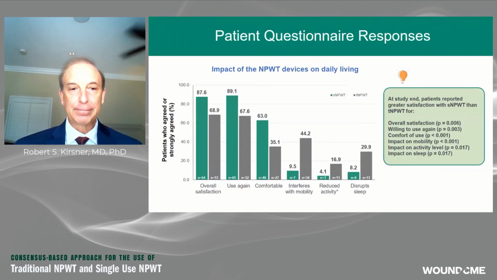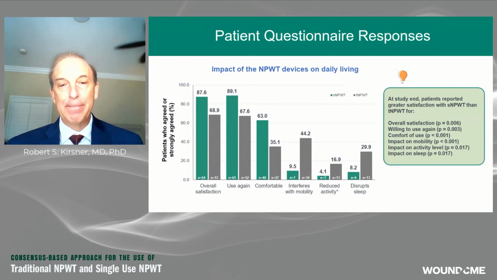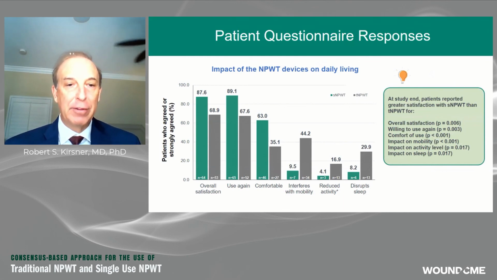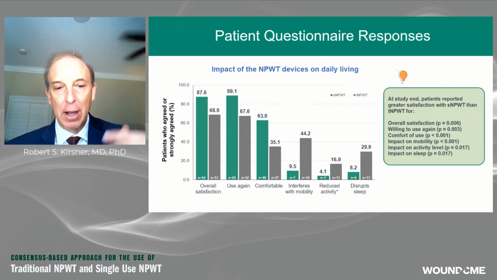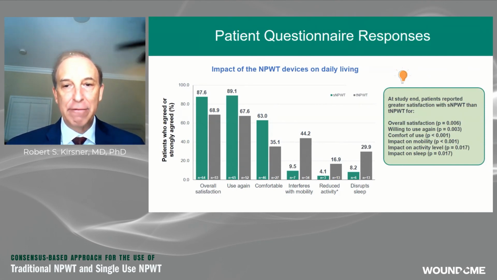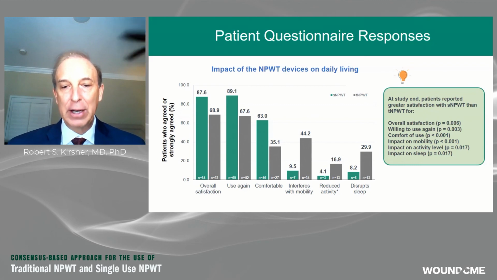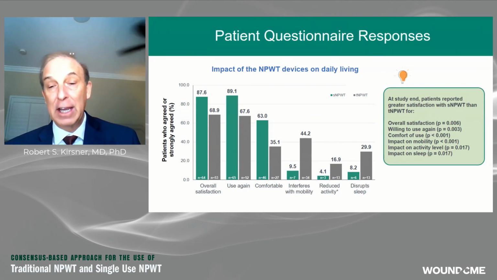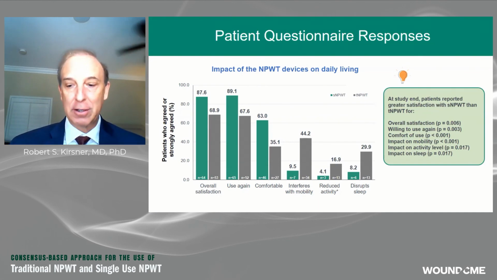We also looked at how patients liked or tolerated the single-use compared to the traditional negative pressure device. On the left three of this table are things like satisfaction, wear comfort, and comfortability, all of which statistically favored the use of a single-use negative pressure device. And on the right three are interferes with mobility, reduced activity, and disrupts sleep. All of these things were worse with the traditional negative pressure device, and these all reached statistical significance.